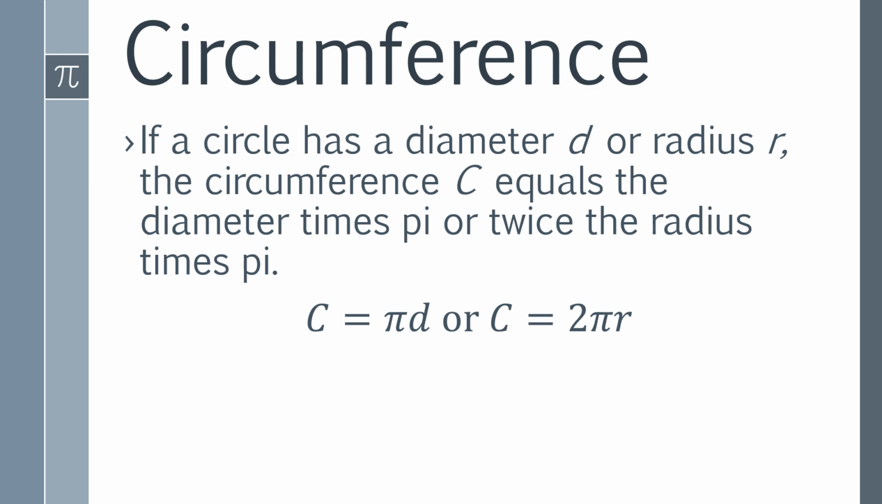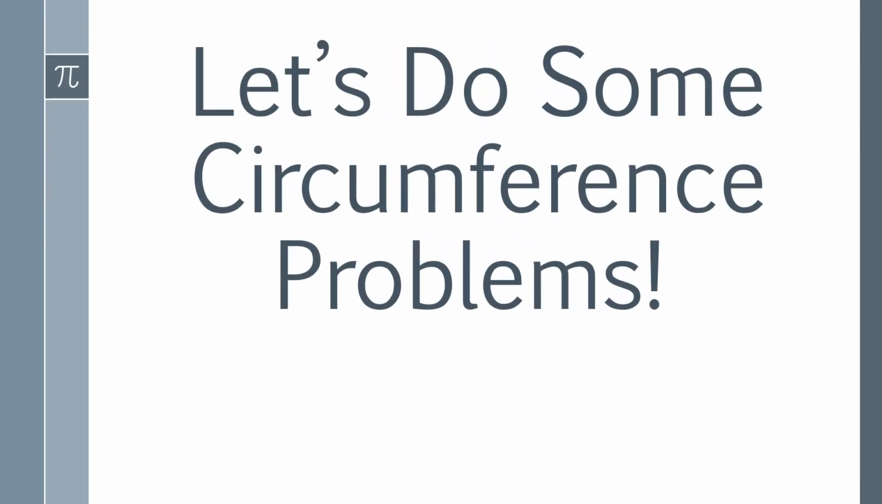Okay, if a circle has diameter d or radius r, the circumference C equals the diameter times pi, or twice the radius times pi. Again, the circumference is the distance around the circle, right? Starting at a point, we go around until we return to the given point. All right, so C equals pi times d, or C equals 2 pi r. So let's do some circumference problems.